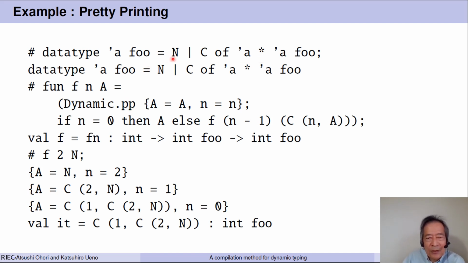So for example, you can define your own data type. This is a list actually. And then you make a function to create a list. And inside of the function, you just call this dynamic PP on some arbitrary argument, whatever you want. And in this case, you try to print this, decode and invoke this function. Then in every recursive call, this argument is printed as a record.